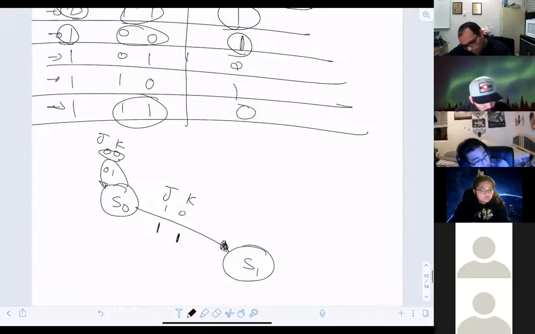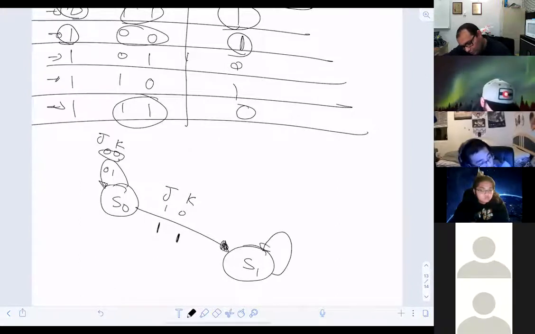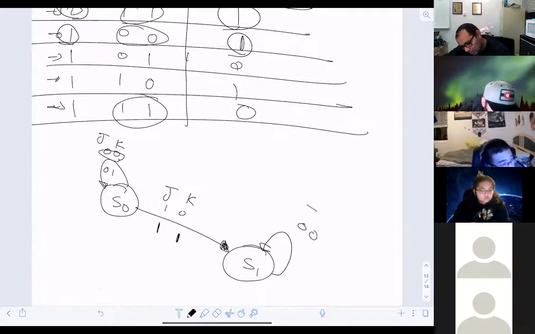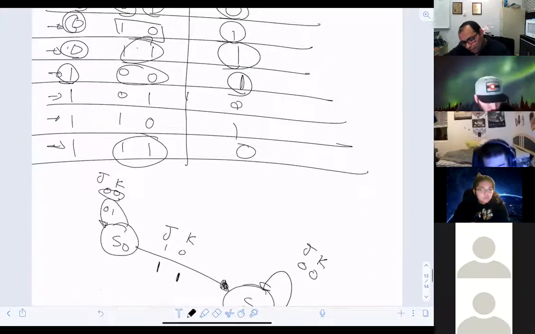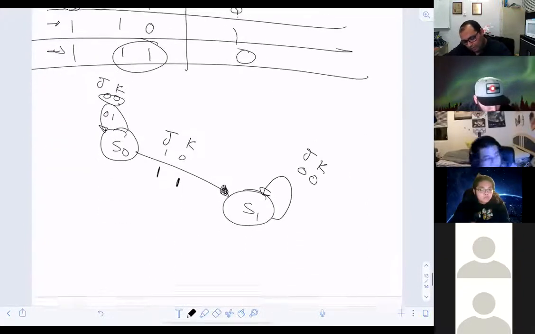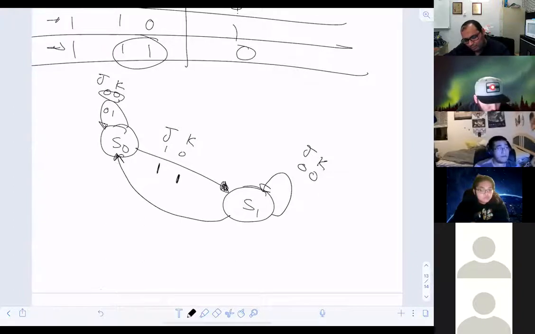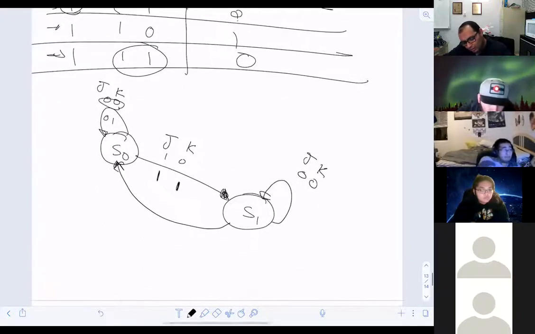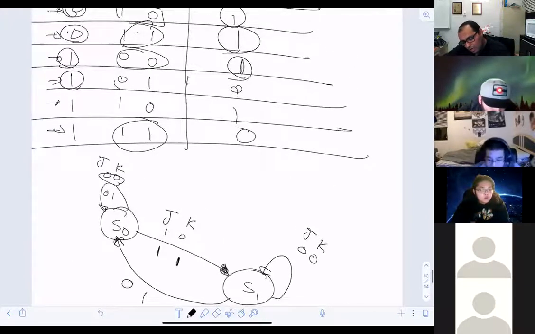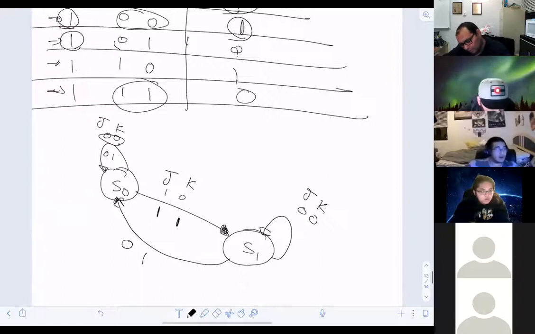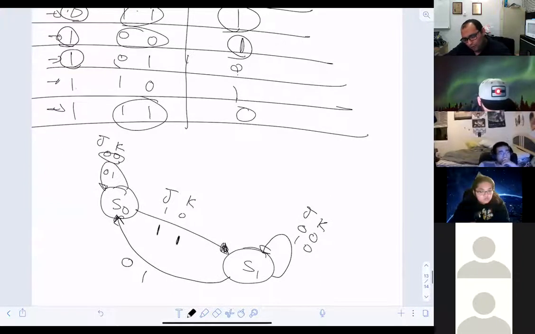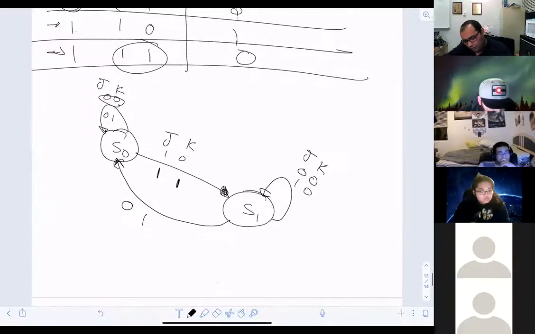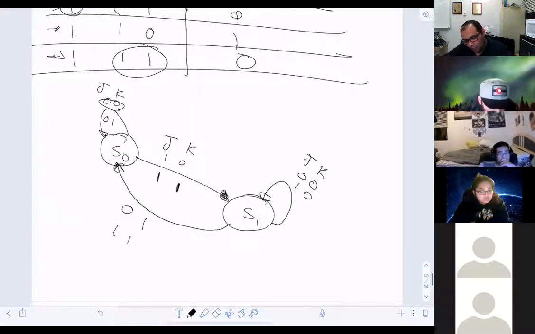When it is 0, 0 and I'm in 1, I'm moving to myself. JK is 0, 0. I'm 1 moving to 0, that means I'm moving from here to there, when it is 0, 1. I'm 1 moving to 1 when it is 1, 0. I'm 1 moving to 0 when it is 1, 1.